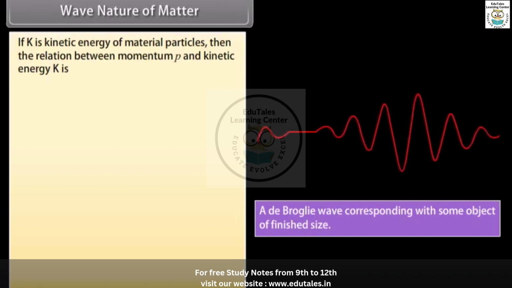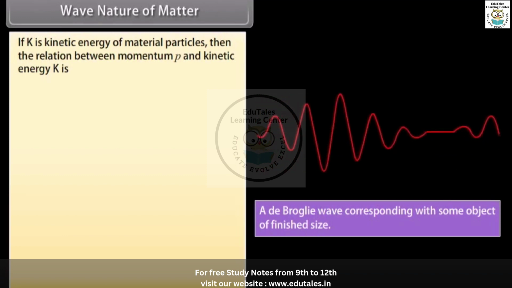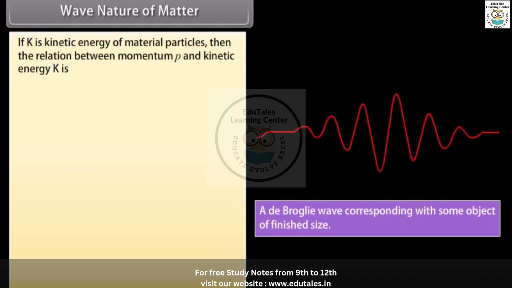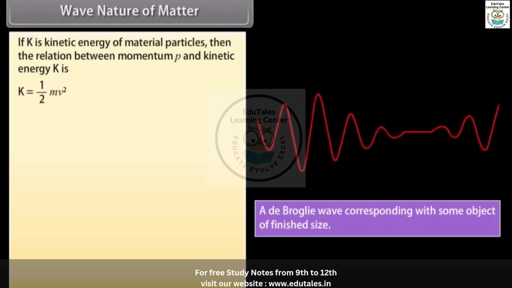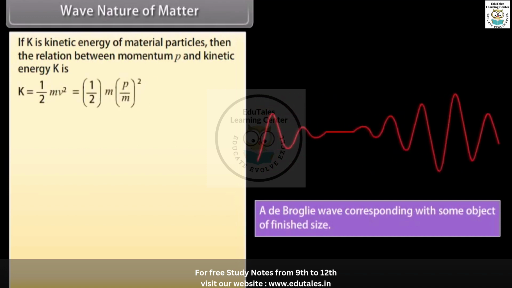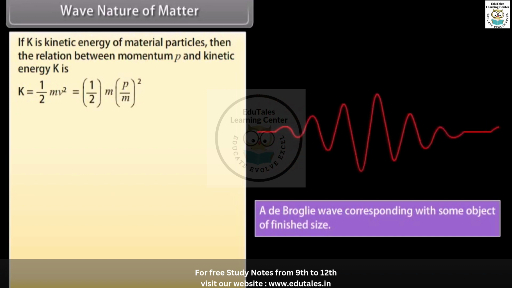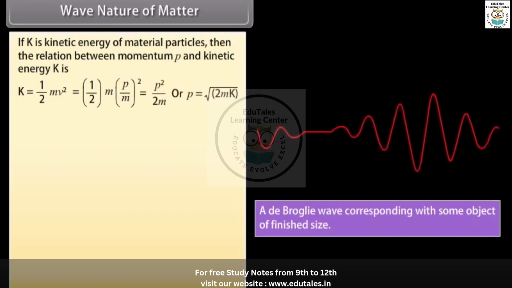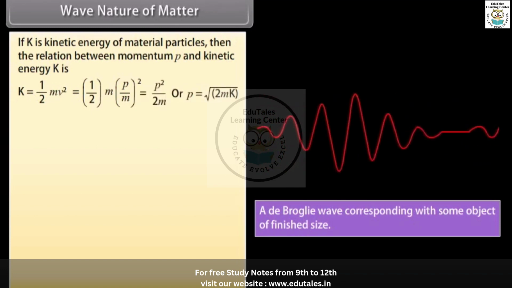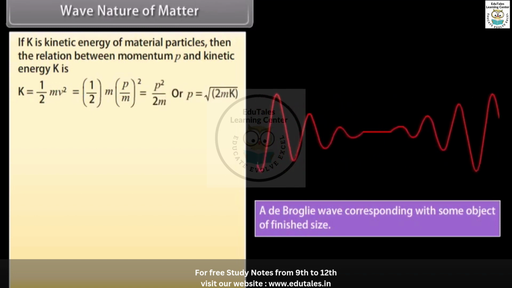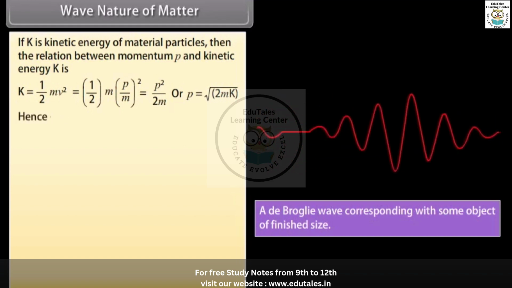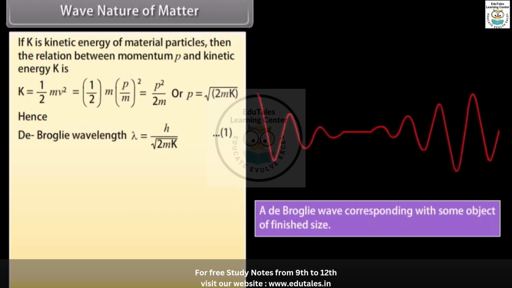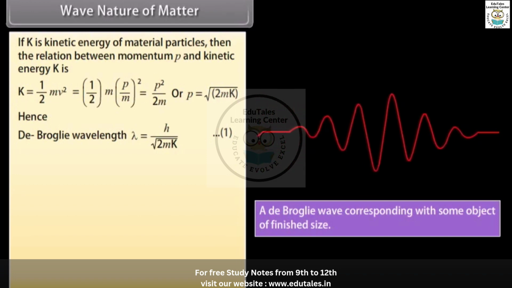If K is the kinetic energy of material particles, then the relation between momentum p and kinetic energy K is K equals 1 by 2 mv squared, which equals 1 by 2 into m into (p by m) squared, which equals p squared by 2m, or p equals square root of 2mK. Hence, the de Broglie wavelength lambda is equal to h by square root of 2mK. Name it as 1.